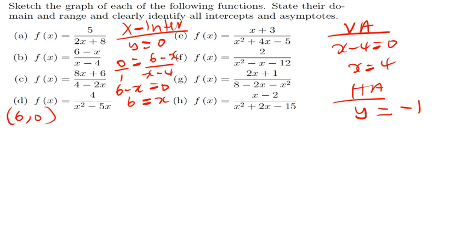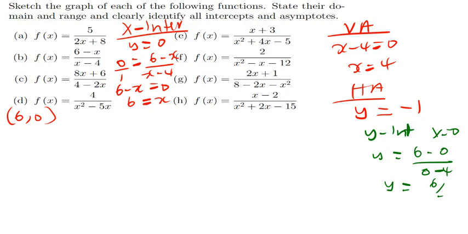Go ahead and also find the y-intercept. To find the y-intercept, x should be equal to 0. So y is equal to 6 minus 0, over 0 minus 4. So y will be equal to 6 divided by negative 4, which is negative 3 over 2. When x is 0, y is negative 3 over 2.